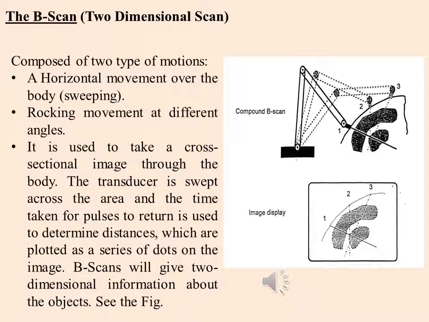The B scan, two-dimensional scan. Composed of two types of motions: a horizontal movement over the body, sweeping, and a rocking movement at different angles. It is used to take a cross-sectional image through the body. The transducer is swept across the area and the time taken for pulses to return is used to determine distances, which are plotted as a series of dots on the image. B scans will give two-dimensional information about the objects, see the figure.